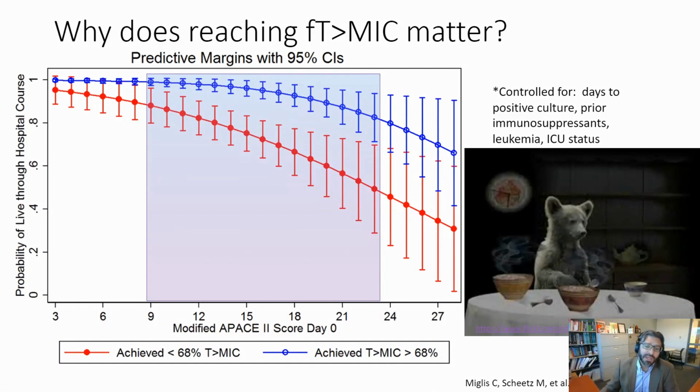And what you can appreciate here is between the Apache scores of 9 and about 23, what we're actually seeing is that this is where achieving optimal pharmacokinetic, pharmacodynamic relationships is most likely to impact the patient end outcome. And that being a very relevant outcome, that being probability of living through their hospital course. And in this paper, we called it the Goldilocks effect. And I think it makes general intuitive sense.